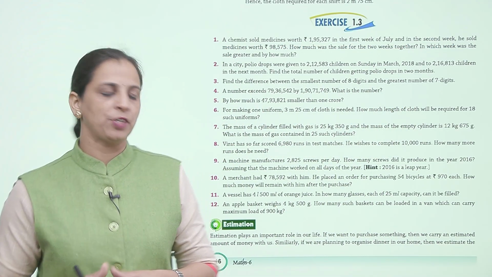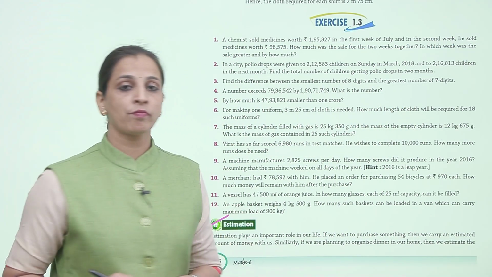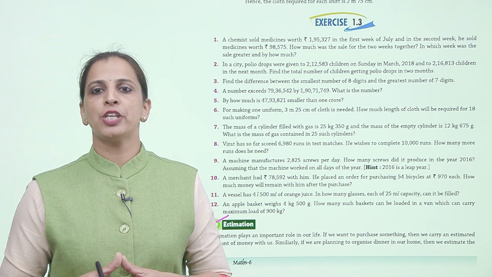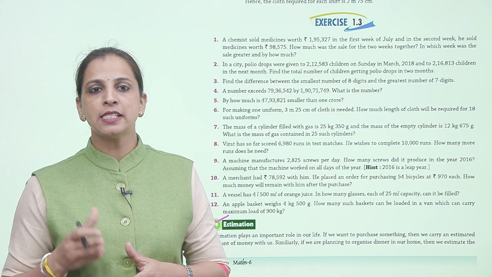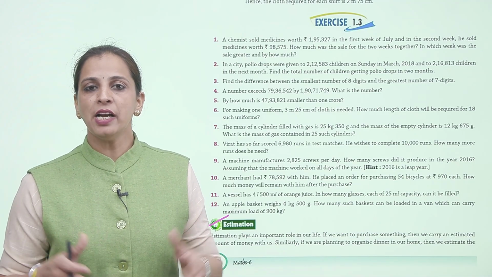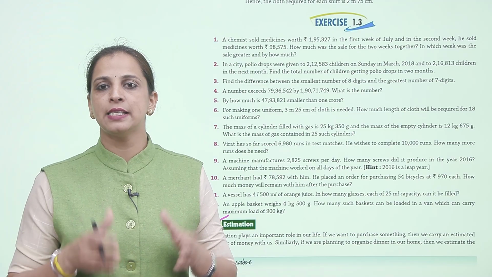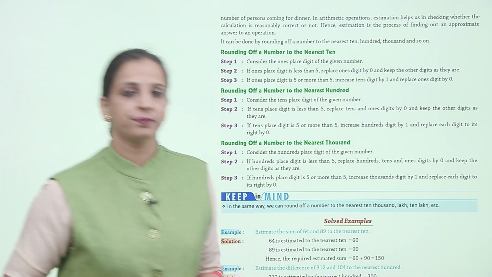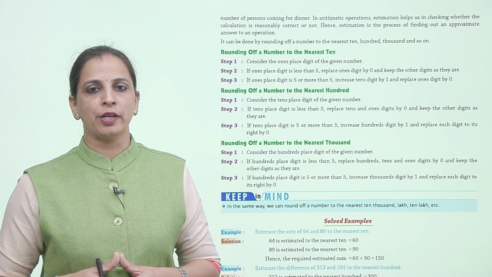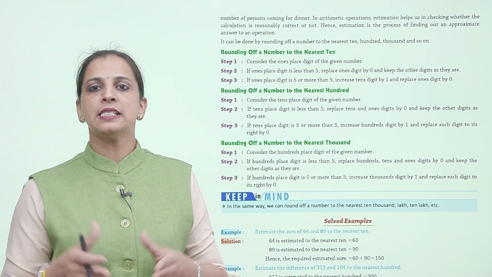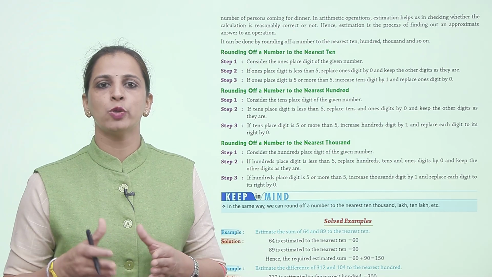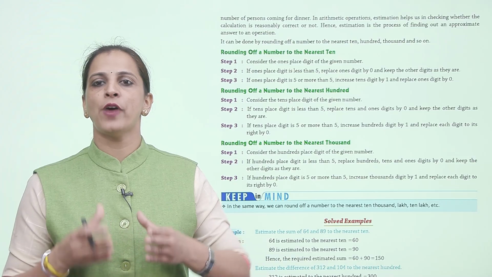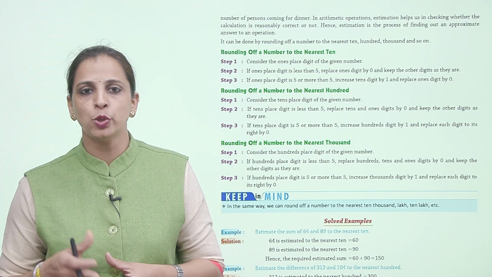Now next is estimation. Estimation plays an important role in our life. If we want to purchase something, then we carry an estimated amount of money with us. Similarly, if we are planning to organize dinner in our home, then we estimate the number of persons coming for dinner. In arithmetic operations, estimation helps us in checking whether the calculation is reasonably correct or not. Hence, estimation is the process of finding out an approximate answer to an operation.